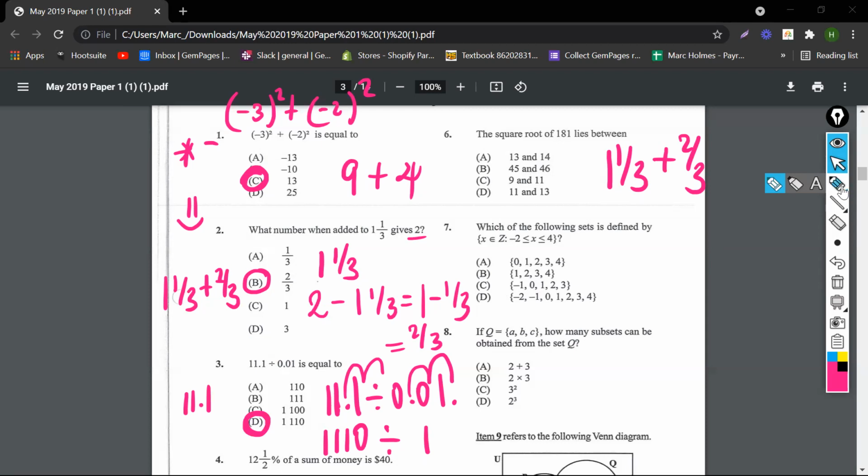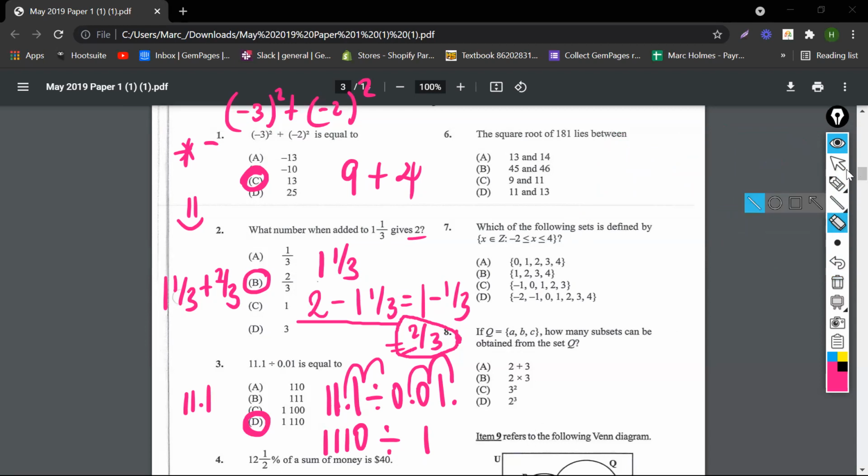So there are 2 ways you can do number 2. You can subtract 1 and 1/3 from 2, and you're going to end up with 2/3. Or you can add the number 2/3 to 1 and 1/3, and you're going to end up with 2 anyway. So those are 2 ways.